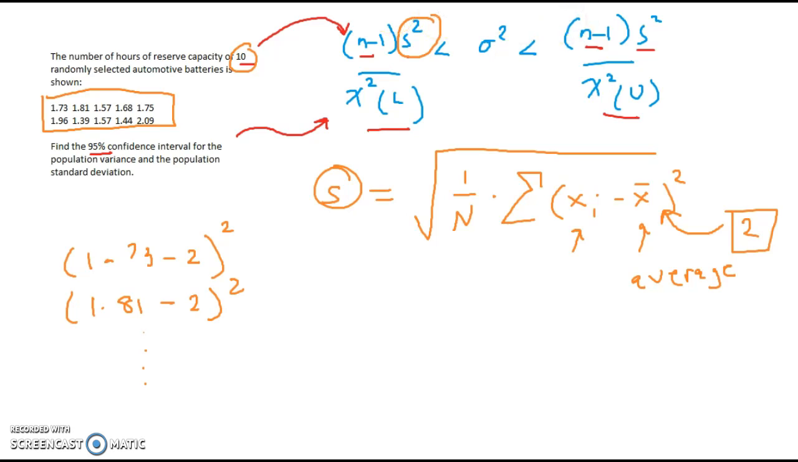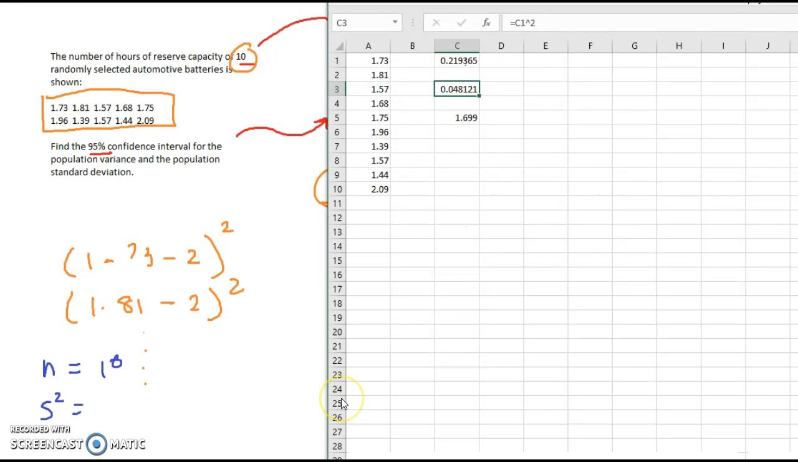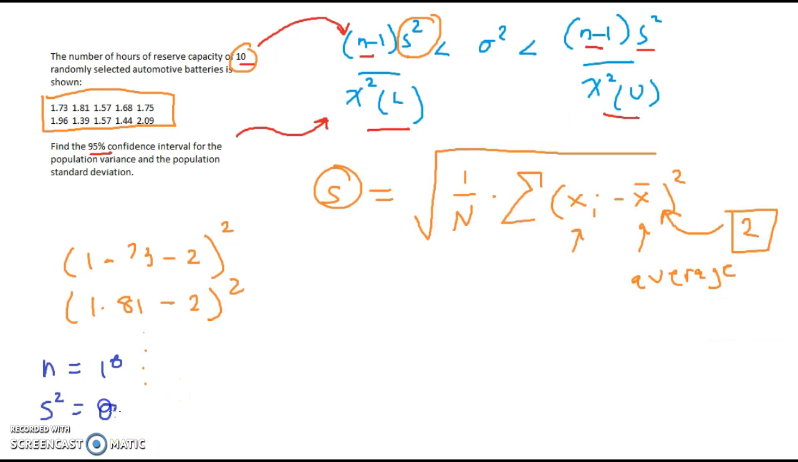Okay? So that tells me that the numbers that we need are, we know that n is equal to 10. We know that the standard deviation squared is equal to, what was it again, 0.04 something? I forgot. I'm going to round it off to 0.048. And then the last thing that we needed to know was the chi-square values.